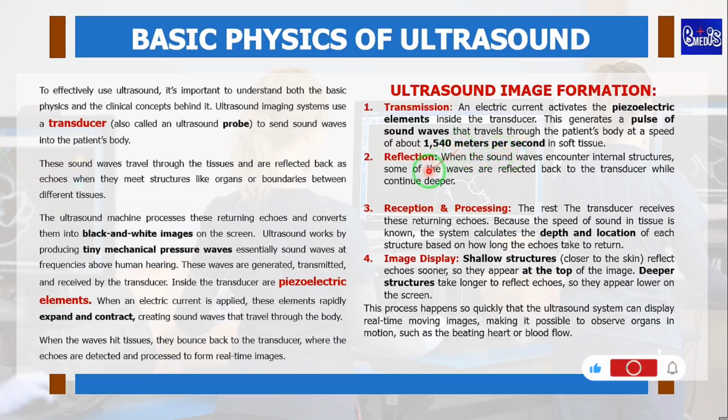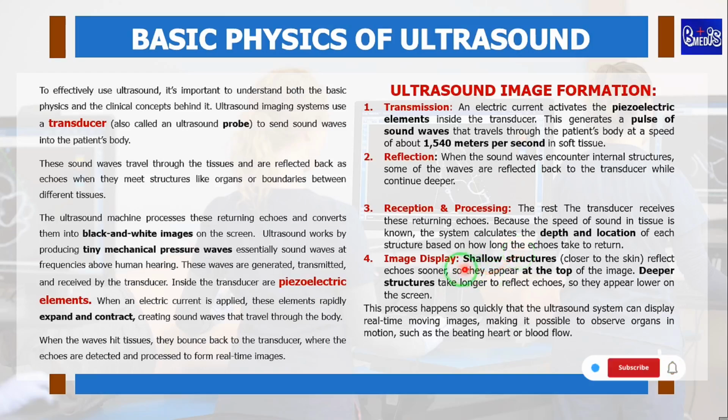The next step is reflection. When the sound wave encounters internal structures, some of the waves are reflected back to the transducer while others continue deeper. Then the next step is reception and processing. The transducer receives these returning echoes. Because the speed of sound in tissue is known, the system calculates the depth and location of each structure based on how long the echoes take to return.